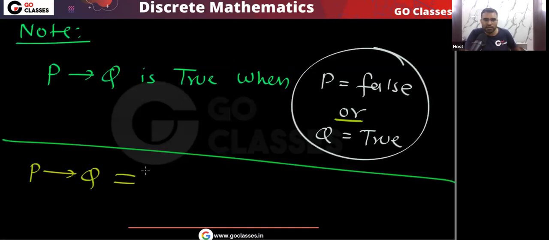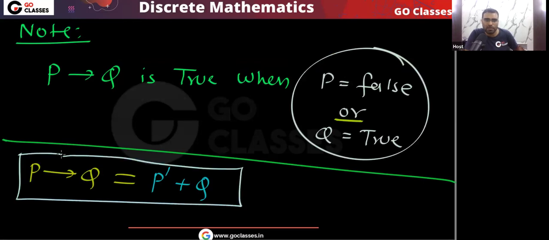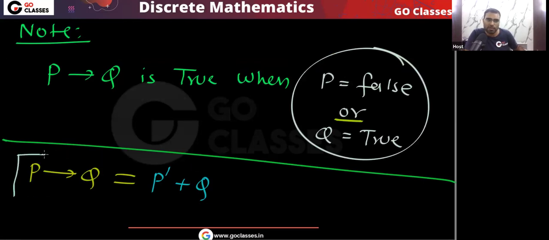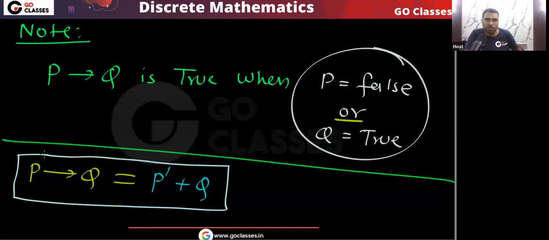So very simple point here also, that this P implies Q is the same as P is false or Q is true. Means I can say P dash or Q. Is this understood? Please tell me. Is this clear? Let me know. So these two things are the same. Okay, very simple explanation, very simple idea.